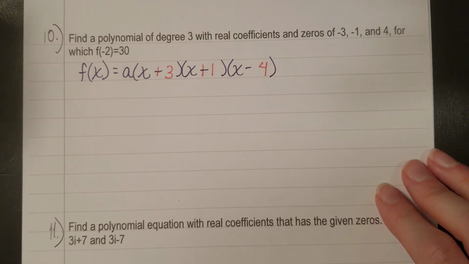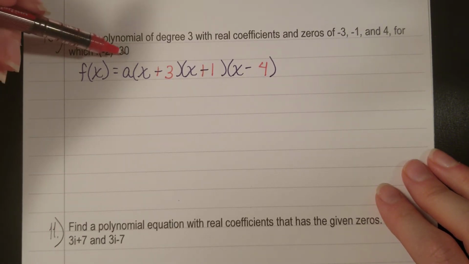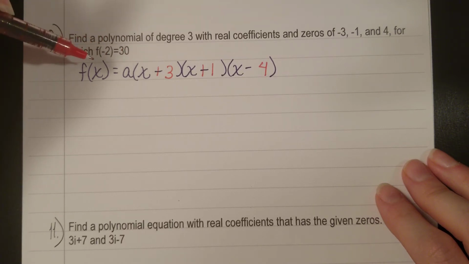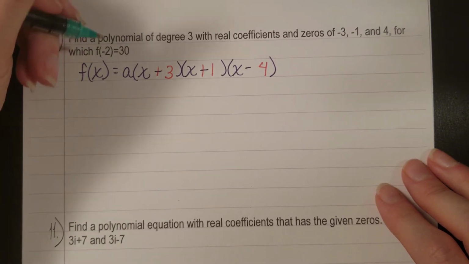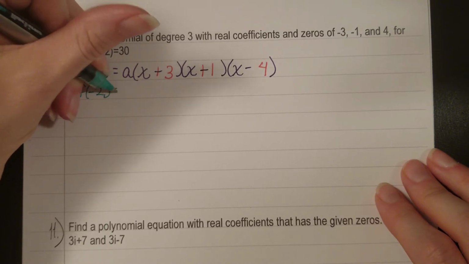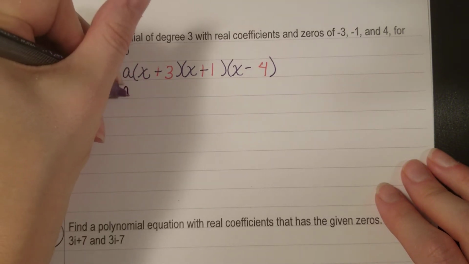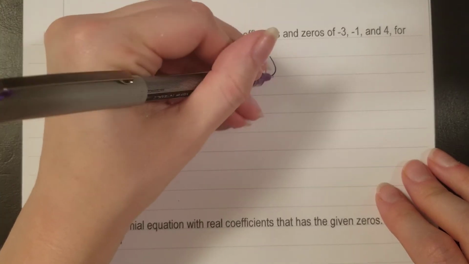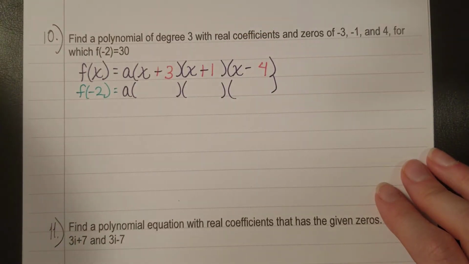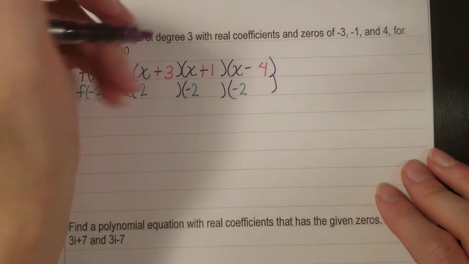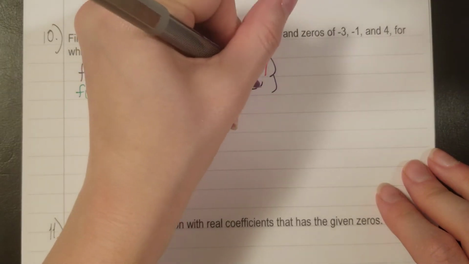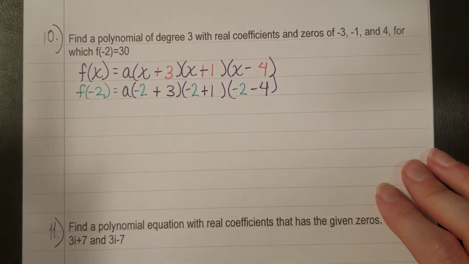All right, and then it's telling me that f of negative 2 is equal to 30. So we're going to use that information to solve for a. All right, so let's see. All right, so f of negative 2, all right, so we're going to replace all the x's with negative 2. And then it tells me that that's supposed to be equal to 30.